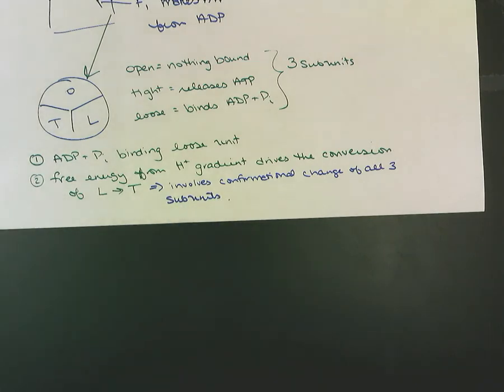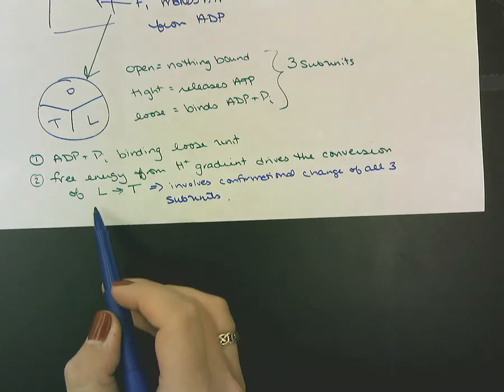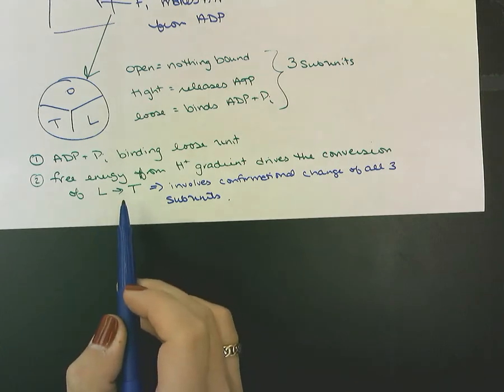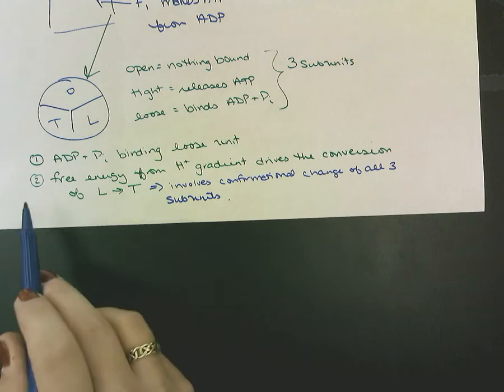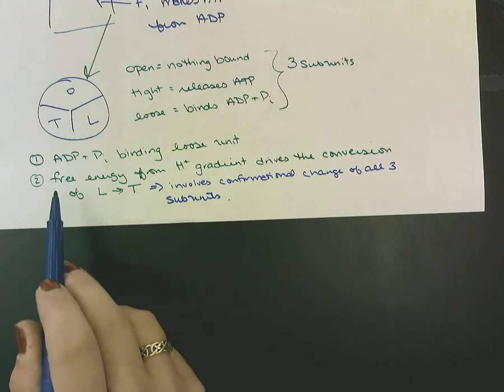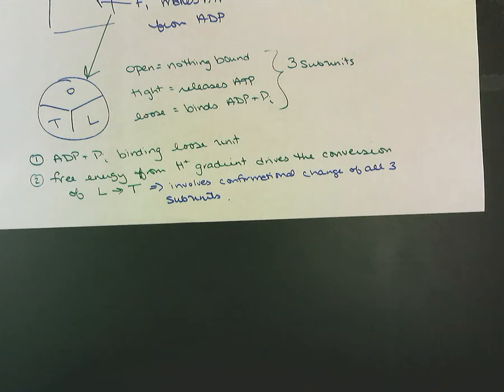It's going to involve a conformational change to all 3 subunits. So the loose subunit has now become the tight subunit. The tight subunit has now become the open subunit, and the open subunit has now become the loose. So they've all shifted by 1 spot.